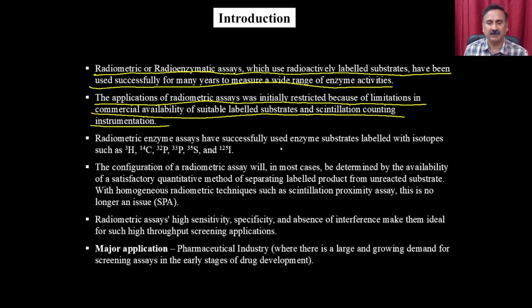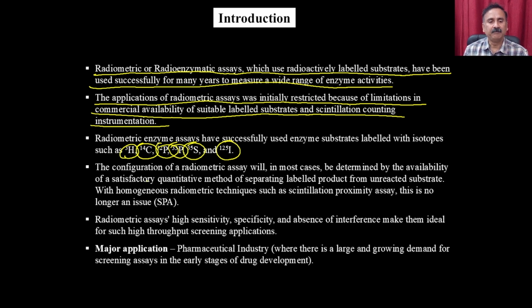Radioactive enzyme assays have successfully been used with enzyme substrate labeling with isotopes like tritium, 14C, 32P, 33P, 35S, and I-125. These are the radiolabeled nuclei because they give you the radioactivity, and you can make the substrate with tritium-labeled hydrogen, 14C-labeled carbon, phosphorus, and so on. Depending on what kind of atoms are present in your substrate, you can use either of these.